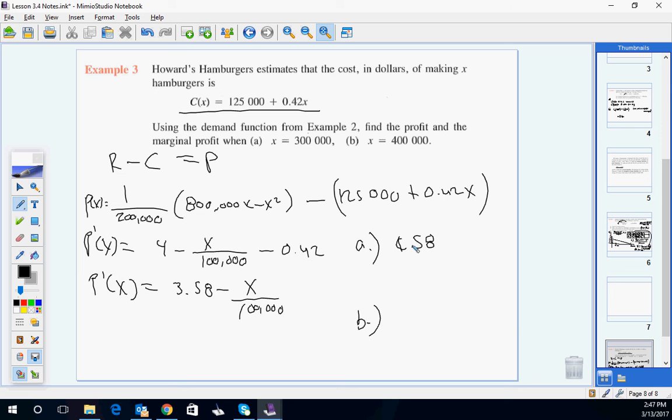For B, 400,000, we're losing, because 400,000 divided by 100,000 is 4. 3.58 minus 4, we get negative 0.42. So that means we're losing money there.